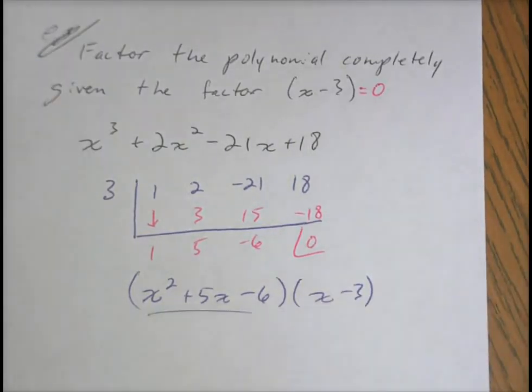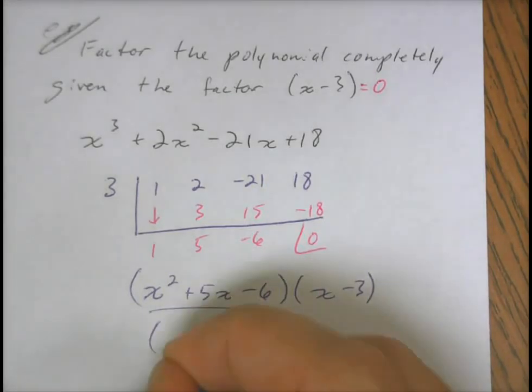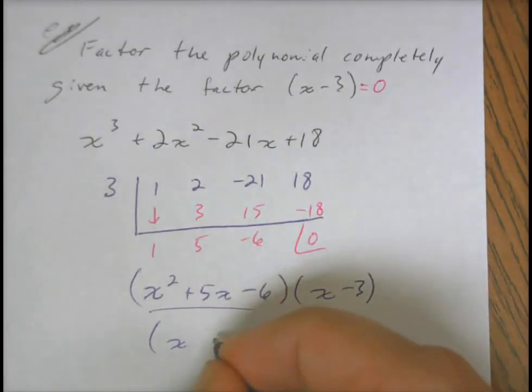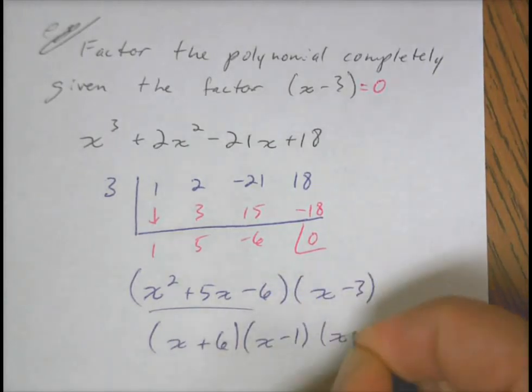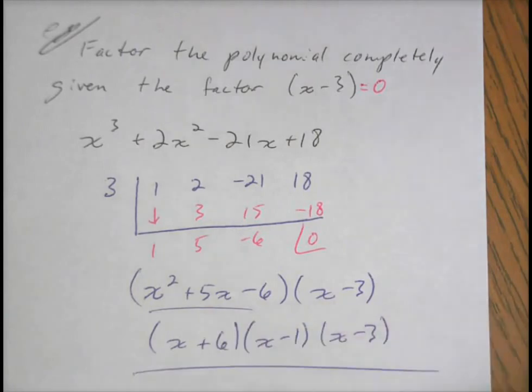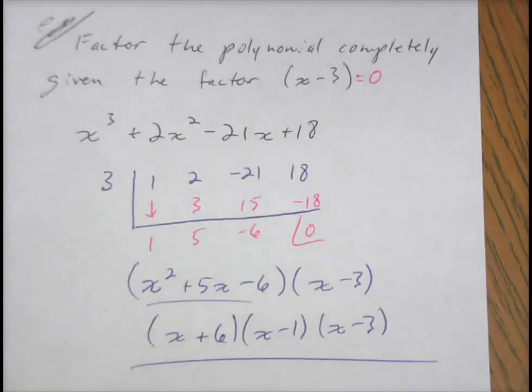Well, that will factor pretty simply. This will be x plus 6 and x minus 1 and x minus 3. And there we go. There it is, factored out completely.